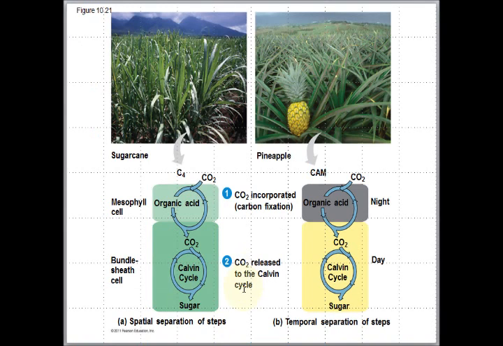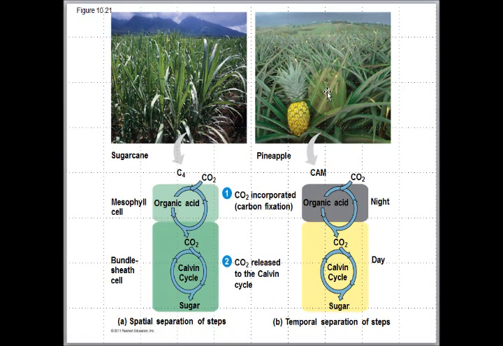So here are those two major variations to get around that whole photorespiration problem that C3 plants often have. If you live in a hot, dry environment like these plants, like sugarcane and pineapple, the sugarcane uses the C4 method, where it actually separates the fixing of the carbon and the Calvin cycle into two separate areas.